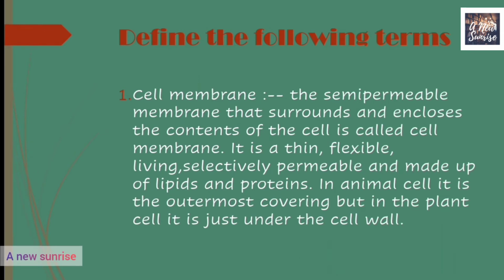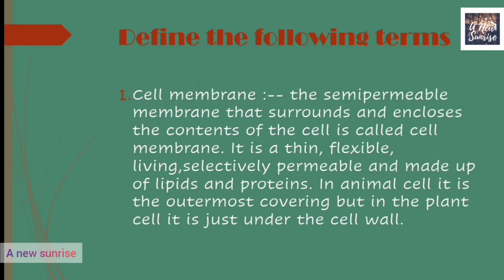The semi-permeable membrane, or you can say a selectively permeable membrane, that surrounds and encloses the contents of the cell is called the cell membrane. It is thin, flexible, living, and selectively permeable, and is made up of lipids and proteins. In an animal cell, it is the outermost covering, but in a plant cell, it is just under the cell wall. So this was the definition of cell membrane.